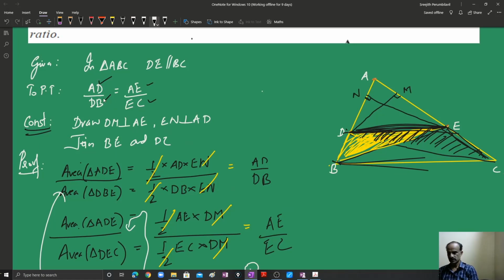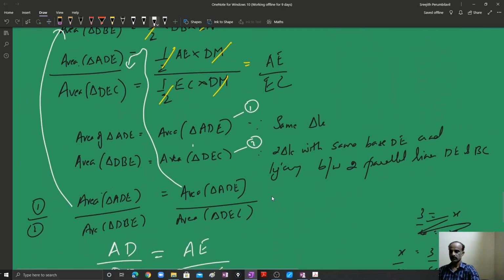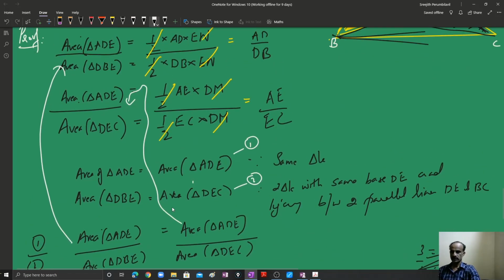First we searched for triangles. We found triangles whose bases are AD, DB, AE, EC. We found their areas, divided the first two, and the second two, and made the relations. Then we know these two areas are equal. Similarly, the other two are also equal. Why are these two equal? This is the most vital step in this theorem.